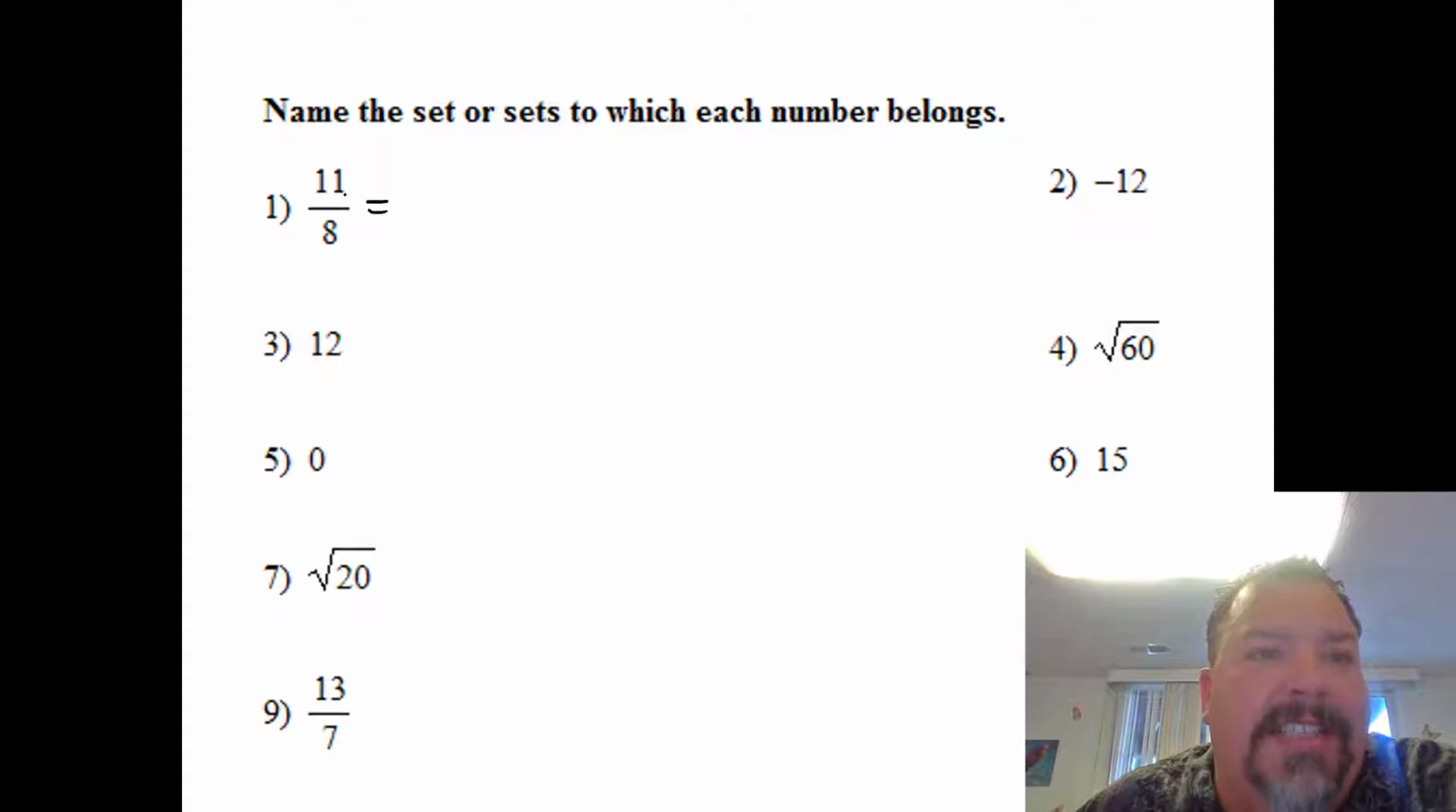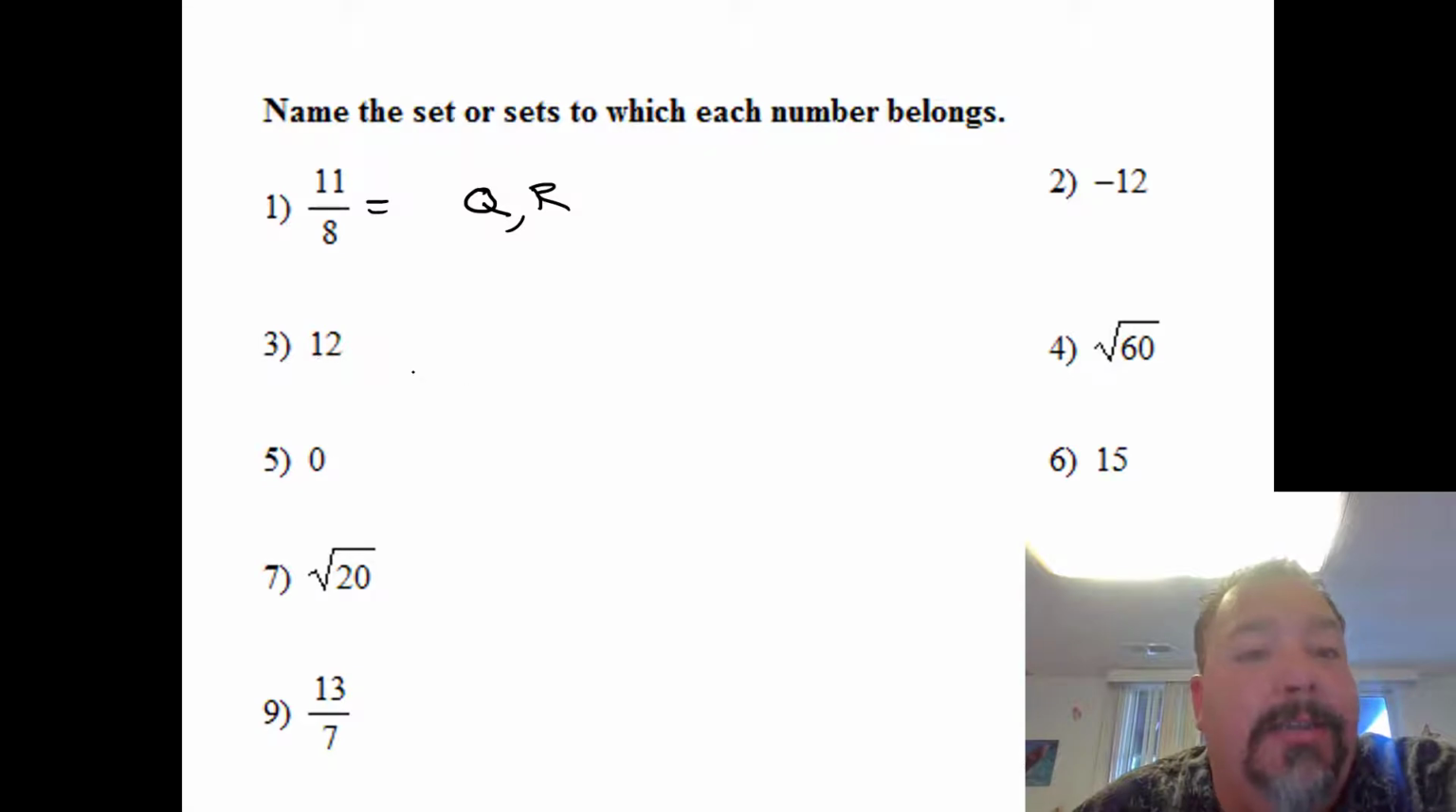So 11/8, this is a fraction, so that means it's going to start with a rational. It's not an integer, so it's not a natural number, it's not a whole number. I wouldn't see it on those lists, but it's definitely a fraction. And it is also a real number, so I use R for real.